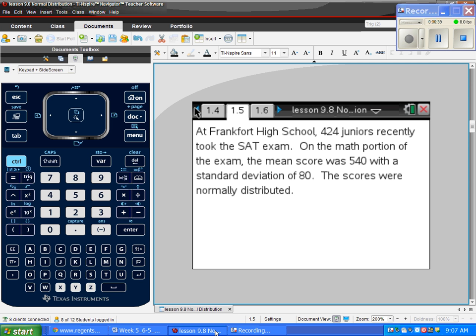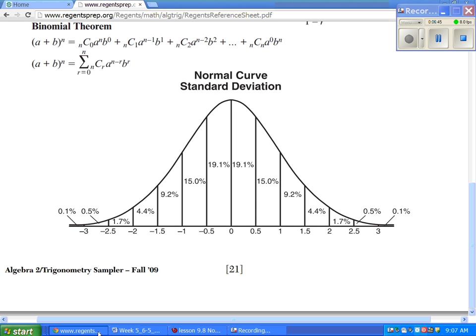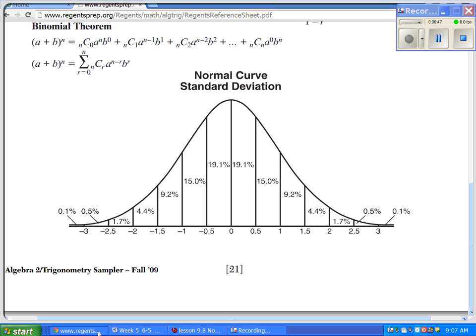So, we know the mean score is 540 with a standard deviation of 80. First thing, I was given the mean. Where do I put the mean? In the middle, on 0 standard deviations. So our mean score here was 540.